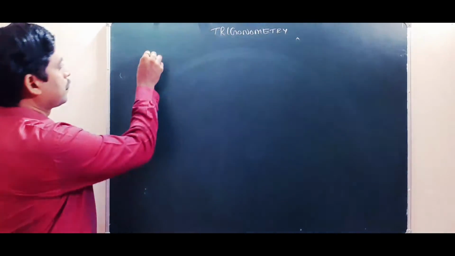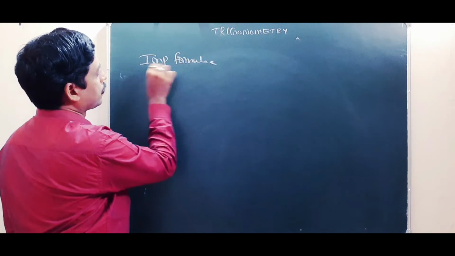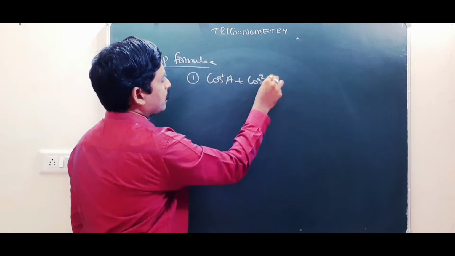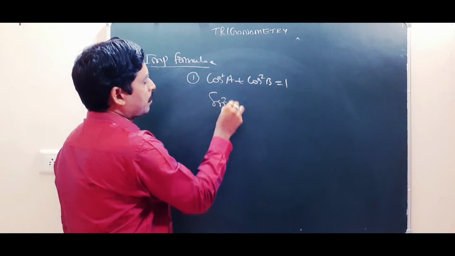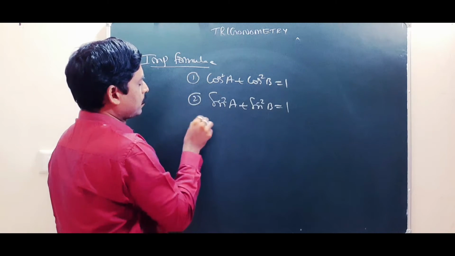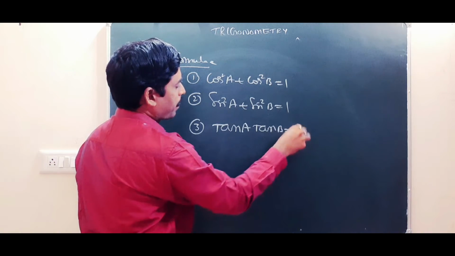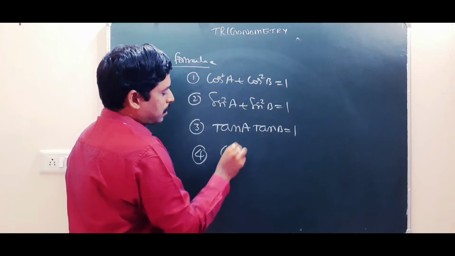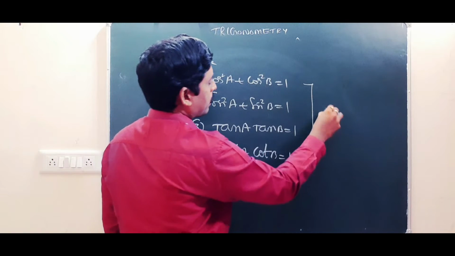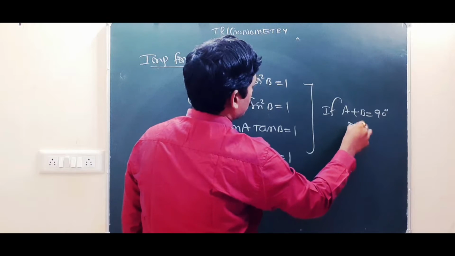Okay, now explain the important formulas. First one, cos square a plus cos square b equals 1. Sin square a plus sin square b equals 1. Tan a into tan b equals 1. Cot a into cot b equals 1. If a plus b is equal to 90 or 270.